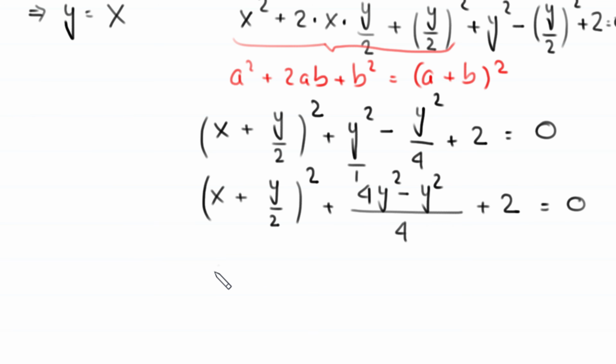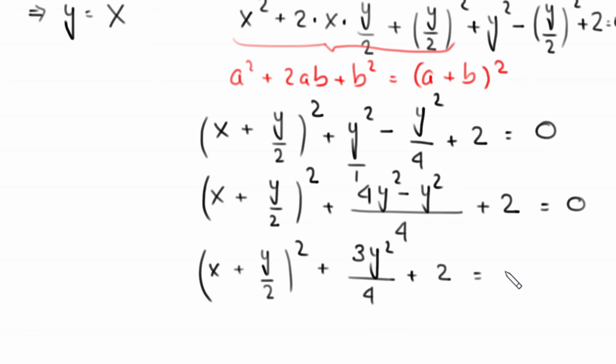Further simplify, this will become (x plus y over 2) whole squared plus 4y squared minus y squared will become 3y squared divided by 4 plus 2 equal to 0. Now this (x plus y over 2) whole squared is always greater than or equal to 0, and this 3y squared over 4 is always greater than or equal to 0, and this 2 is greater than 0.